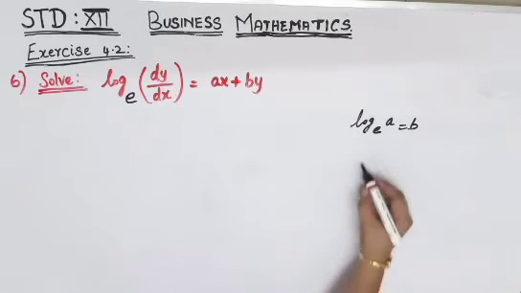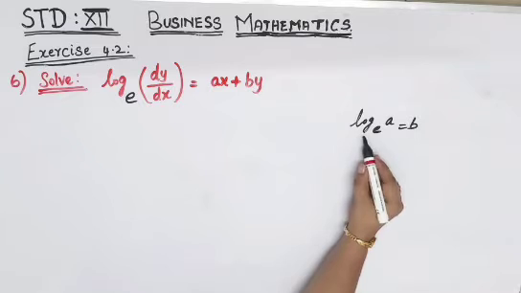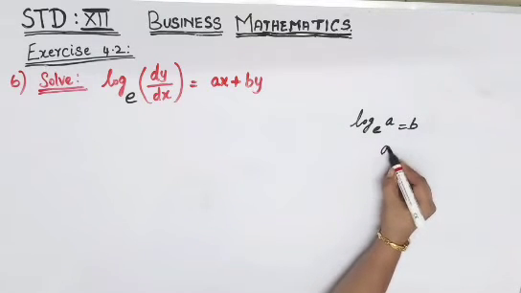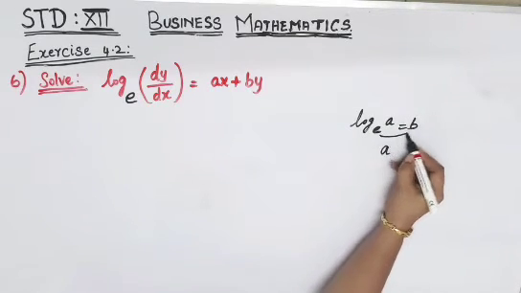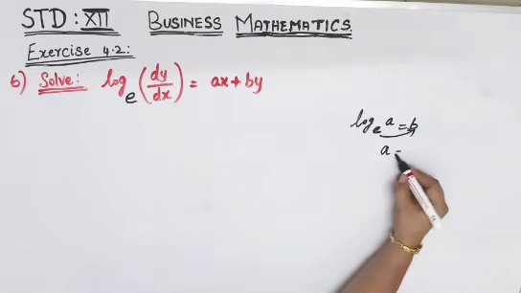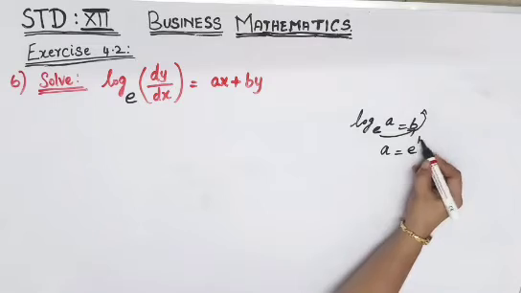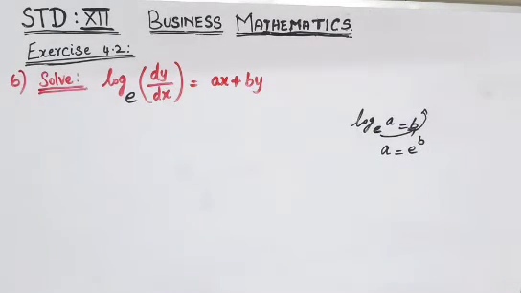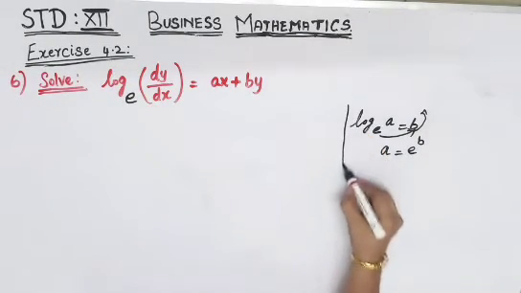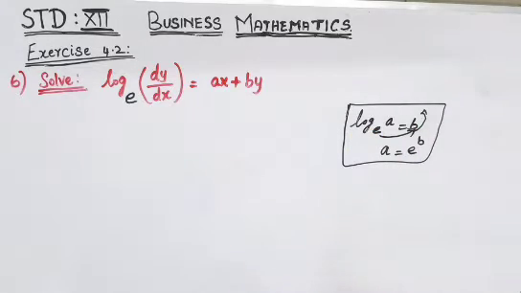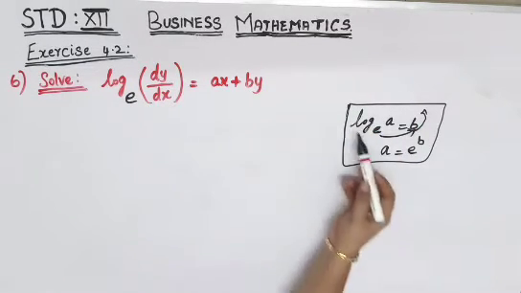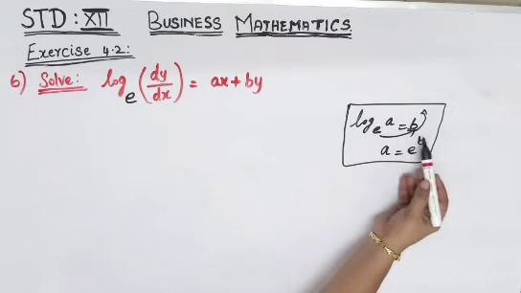And one more format: to remove your log, what you'll have to do is keep this a here itself. This e has to go to that side, so that is equal to e, and this b has to go to the power, so it will become e power b. So this is the normal format to remove your logarithm. Again I'll just repeat it. Your general format of a logarithm will be log a to the base e is equal to b.